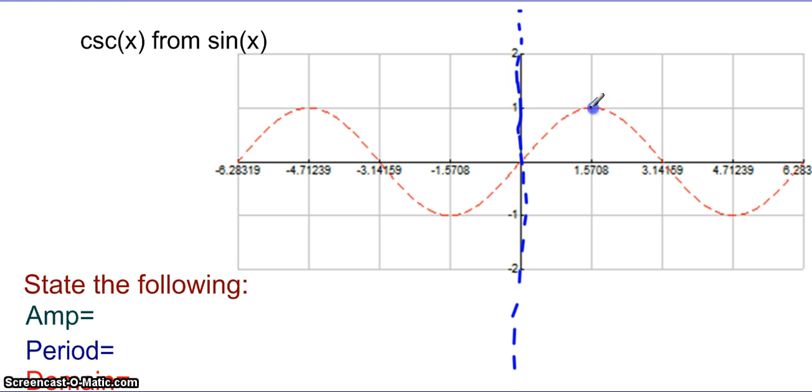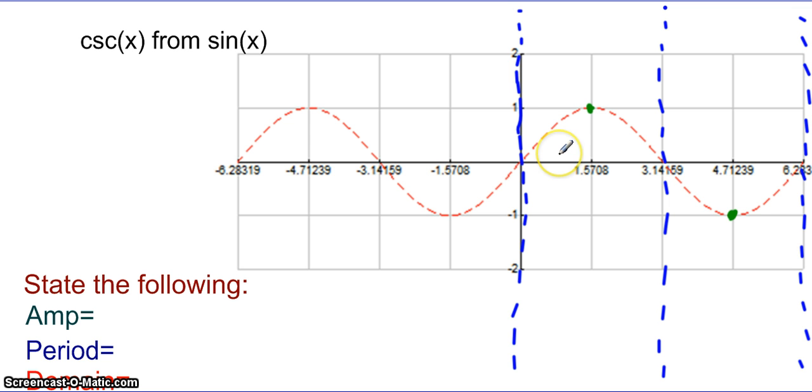So at pi halves, the cosecant function is also going to be 1. At pi, sine is 0, so cosecant is going to have an asymptote again. At 3 pi halves, sine is -1, so the reciprocal of -1 is again -1. And then at 2 pi, sine is 0, so cosecant is again going to have an asymptote. Okay, so this covers one period, but it doesn't really give us an idea of what the actual curve looks like. So we're going to show a couple of more points. We're just going to estimate.